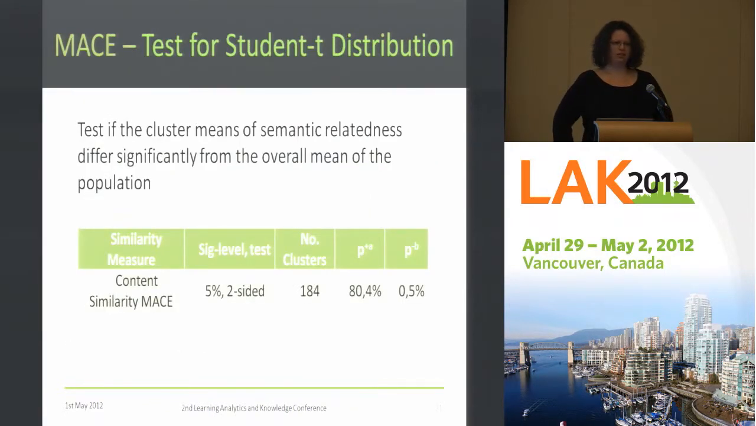So we did several statistical tests. I present you here the test for student t-distribution, which tests if the cluster means of semantic relatedness, which we calculated using the title and the description and the tags and the comments, differs significantly from the overall mean of the population. And it's a two-sided t-distribution test, and as you can see, 80% of the 184 clusters are significantly semantically dense, and only 0.5% is worse.